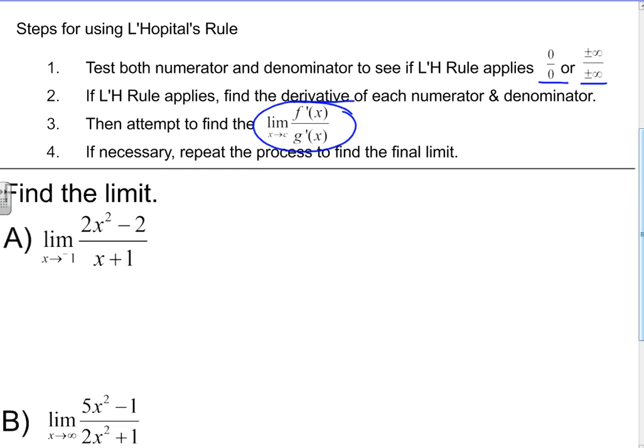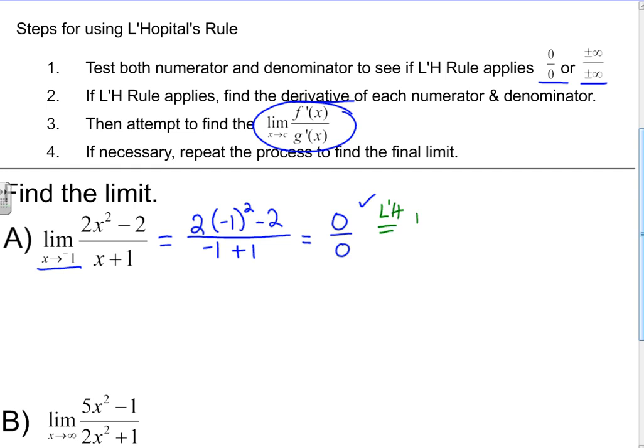So, the limit as x approaches -1. Well, if I just plug in -1 like we typically would do to solve a limit, I'd have 2 times -1 squared minus 2 divided by -1 plus 1, and we can all see how this is going to be 0 over 0. Well, that meets the criteria for L'Hopital, which means that I can go ahead and invoke L'Hopital's rule.